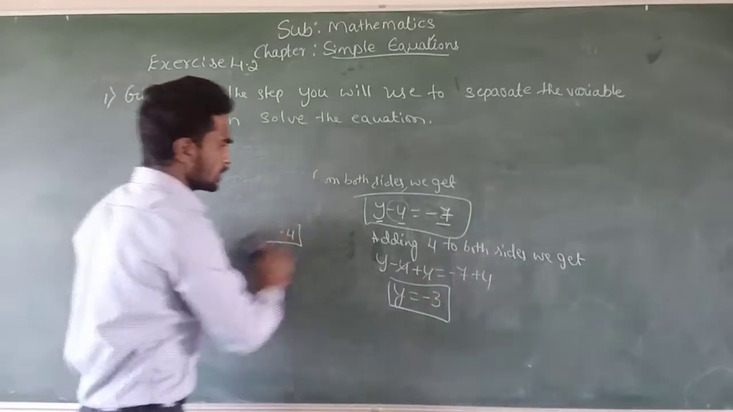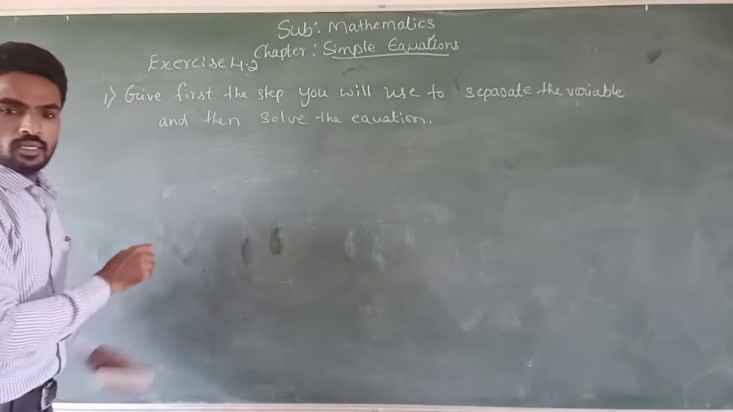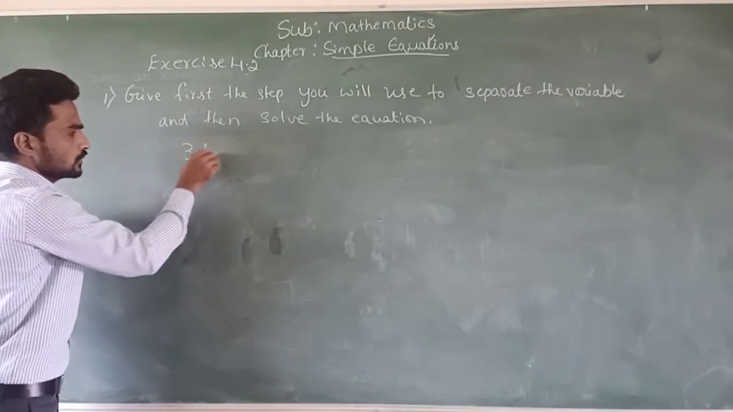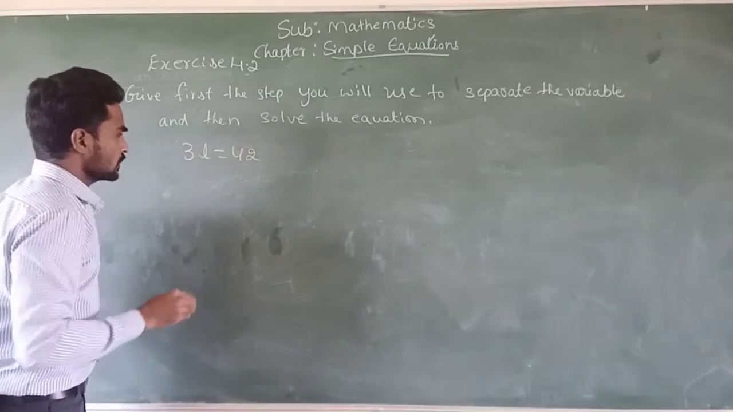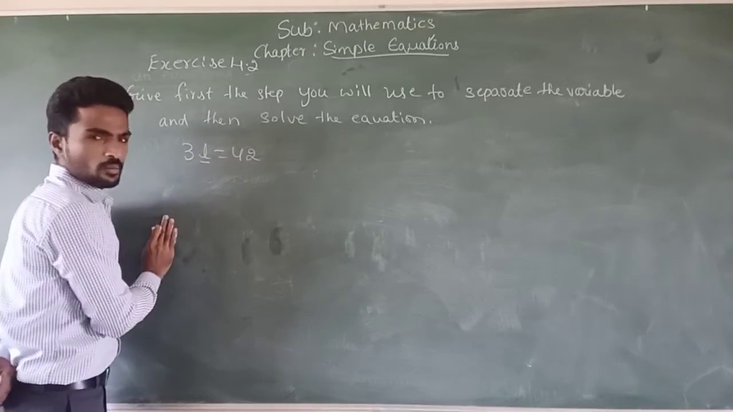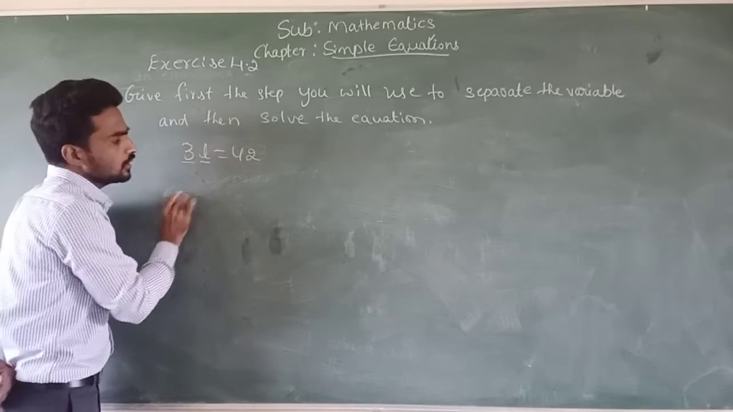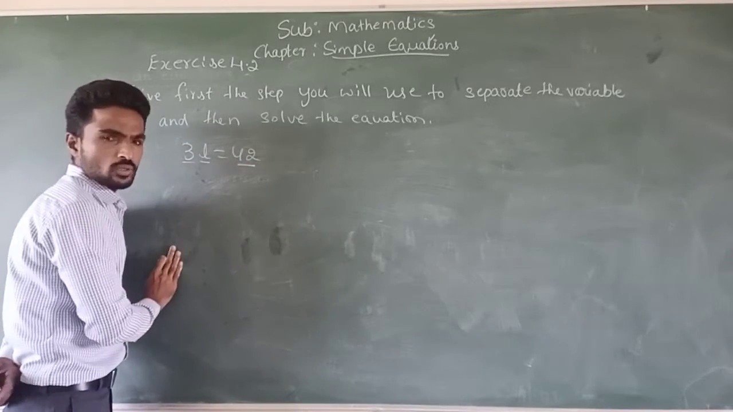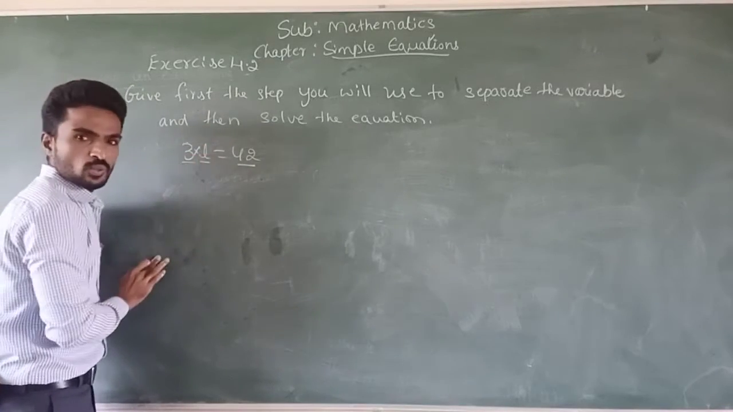Now consider another equation. 3l is equal to 42. Observe the equation. Here l is the variable. 3 is the coefficient of this variable and the RHS side is equal to 42. Here this 3 is multiplied to this variable.